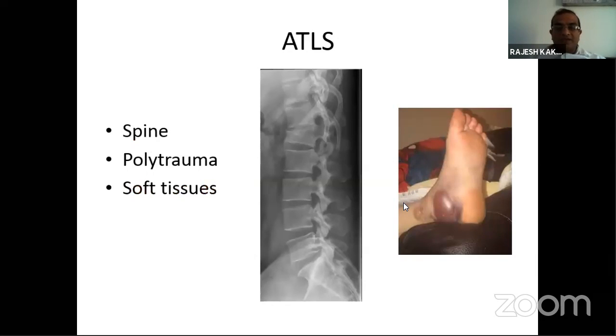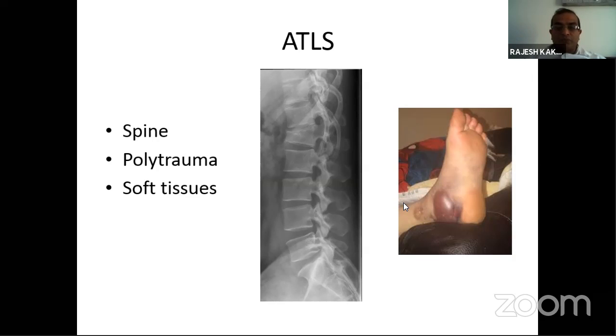Now, if you get a scenario of a calcaneal fracture, first of all, you should start with the ATLS protocol, because to smash the calcaneum, it takes high energy. So you need to do a complete primary and secondary survey. 10% of calcaneal fracture patients would have a simultaneous fracture in the lumbar or dorsolumbar spine. They can be a part of the polytrauma series.